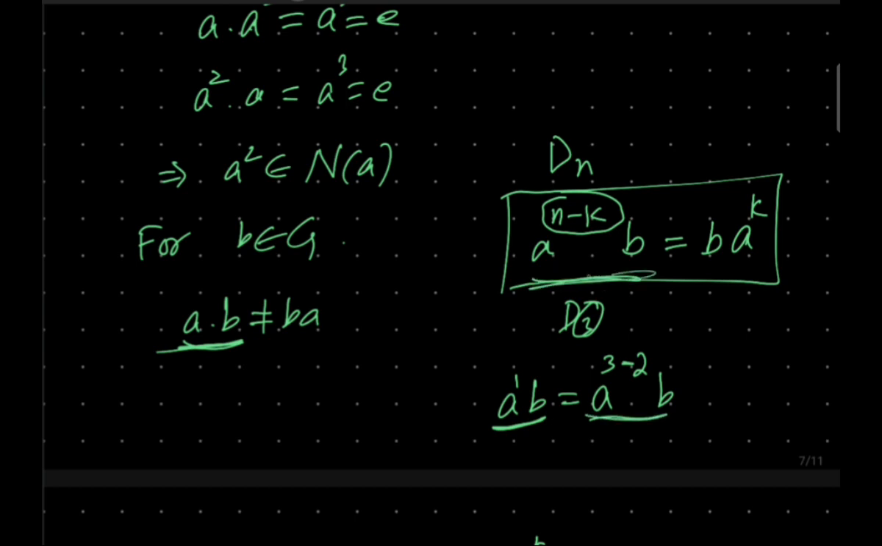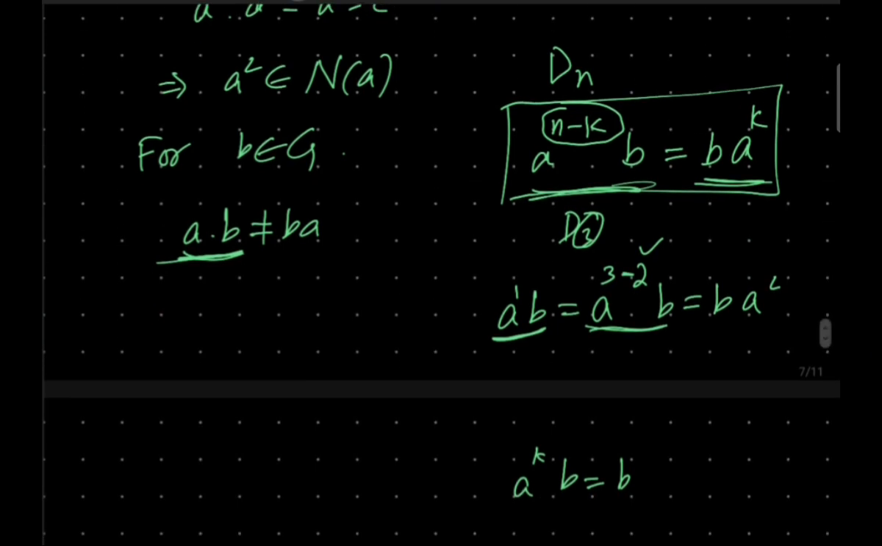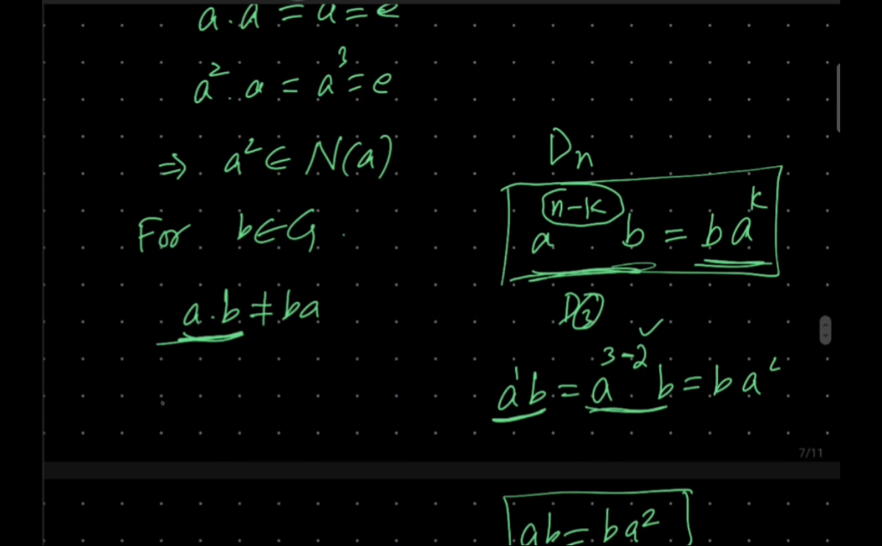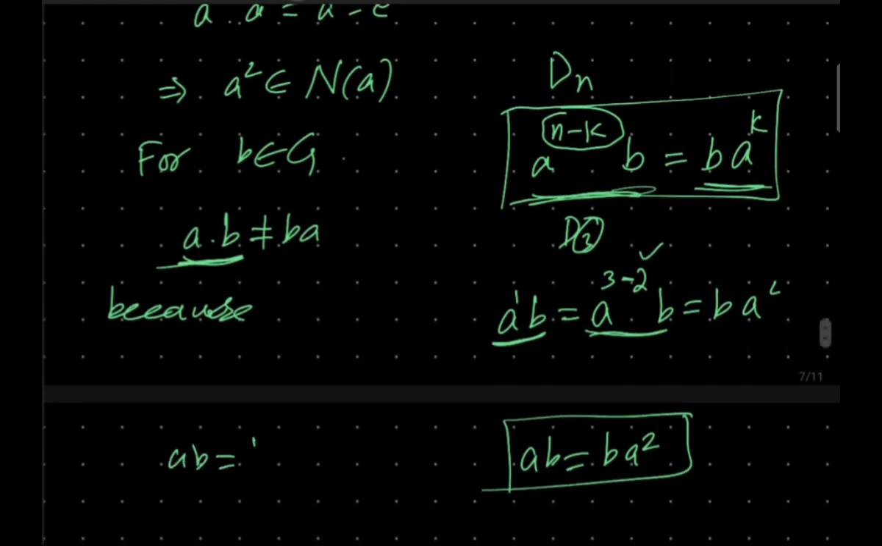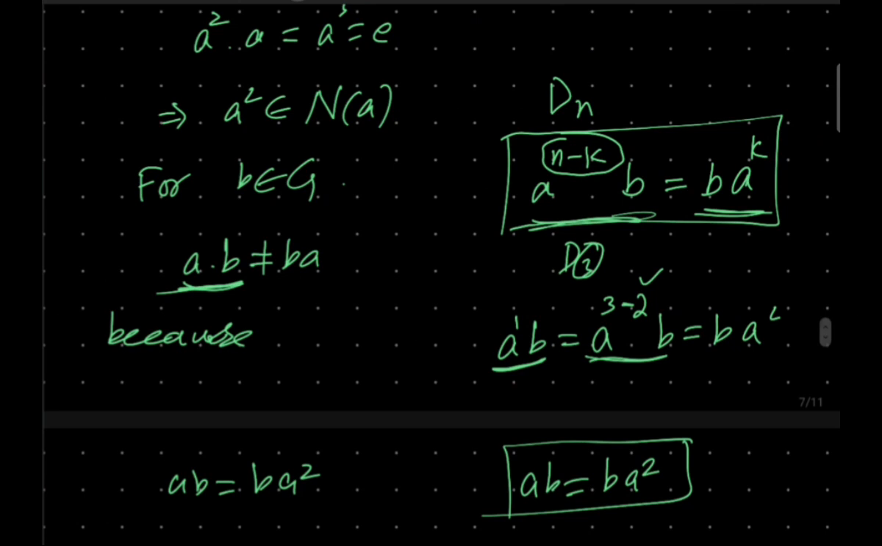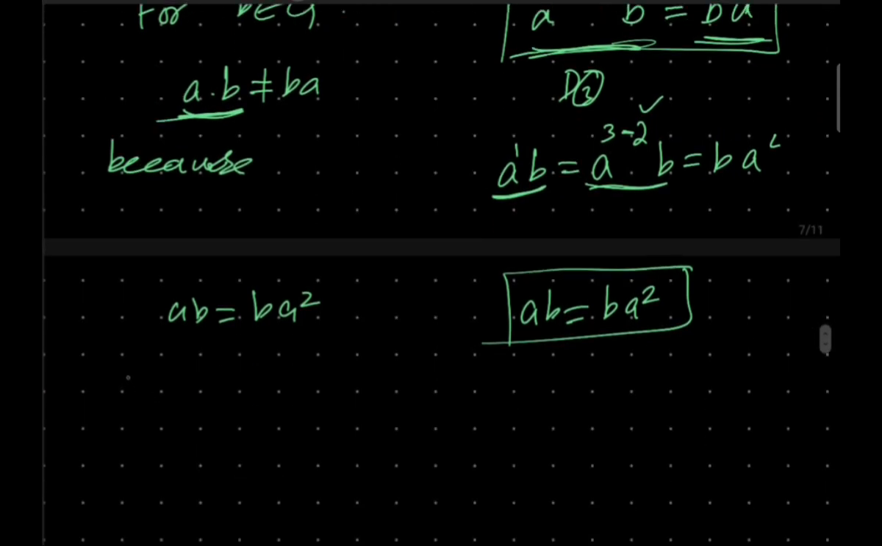But this formula says that it is equal to B times A to the k. Here k is 2, A square. So I will get AB is equal to BA square. Because AB is equal to BA square, therefore B is not in the normalizer of A.